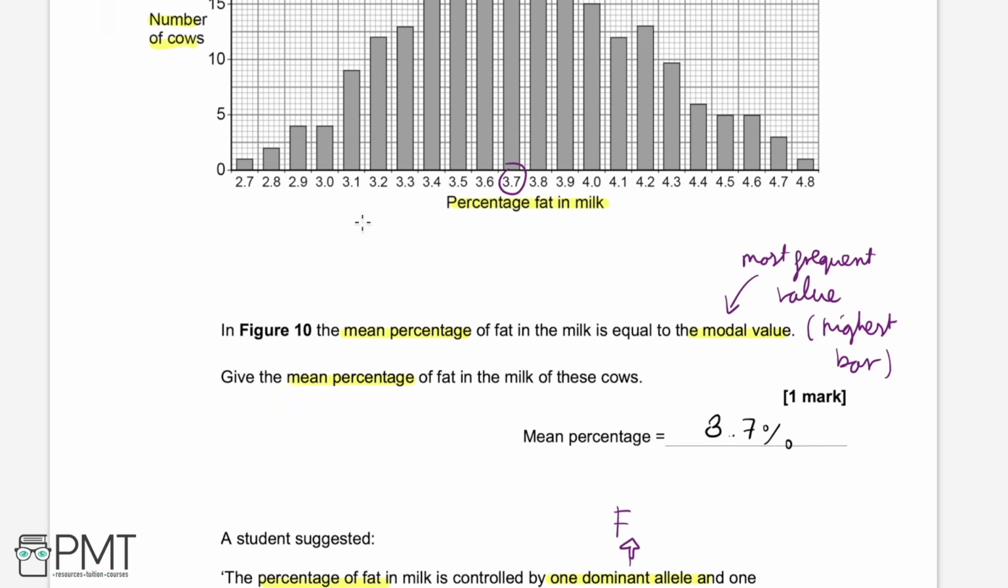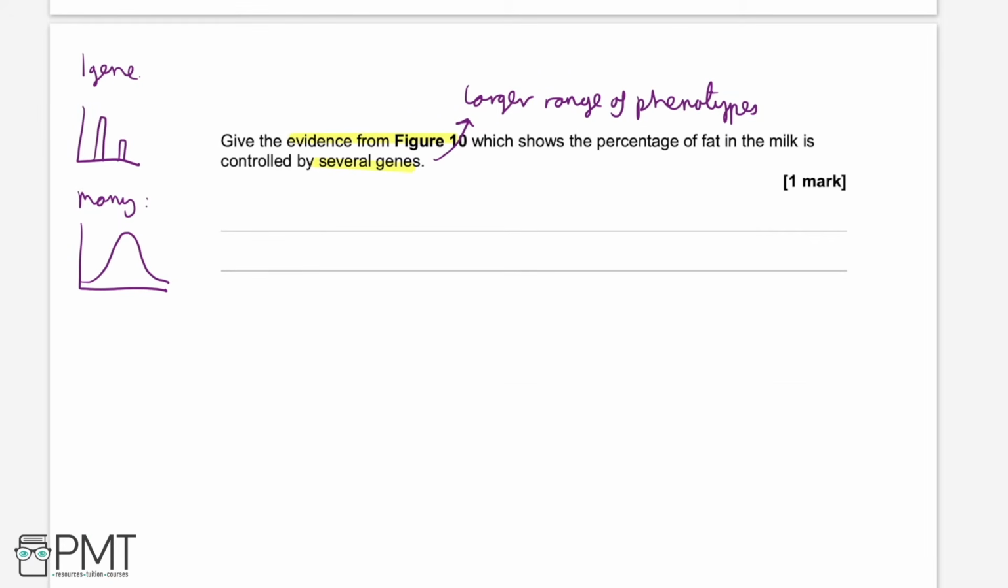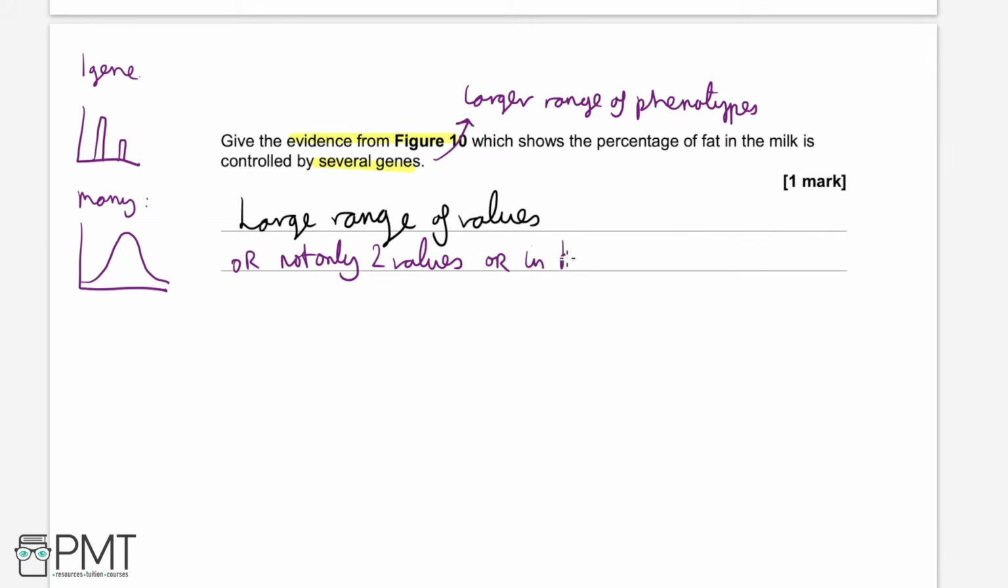Looking back at the figure, we can see it agrees with the latter description, in which there is a large range of phenotypes. So this is our answer. There is a large range of phenotypes, or a large range of values for the percentage of fat in the milk. Or you could alternatively have said that there's not only two values for the fat. Or finally, you could also have said that there's in-between values, as in there's not only two extremes.